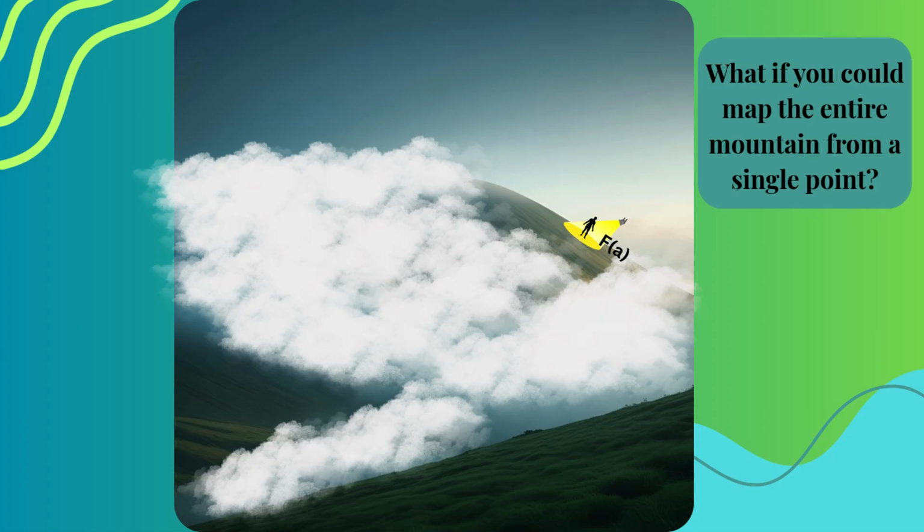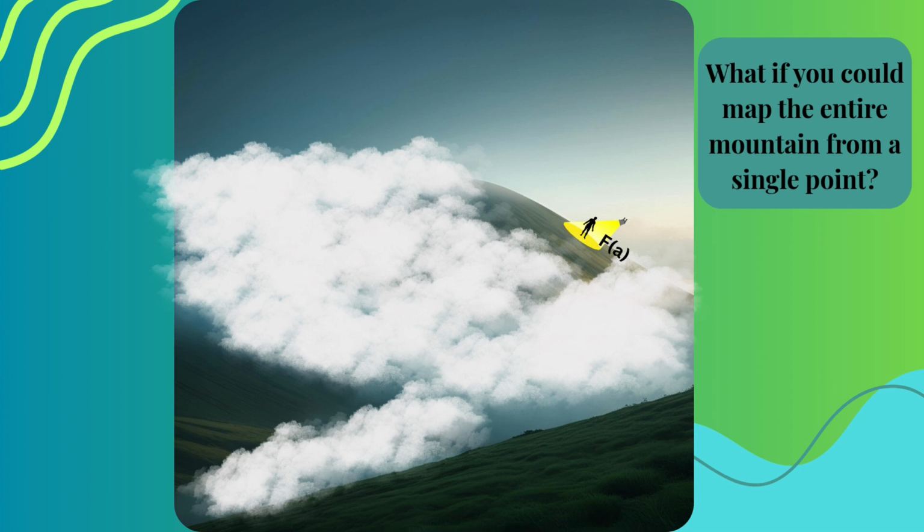Picture yourself standing on a mountain, but everything around you is covered in fog. You can't see more than a step in any direction. No cliffs, no peaks, no valleys. Just a bit of ground right underneath your feet. Now imagine someone asks you, can you draw the shape of the whole mountain? Seems impossible, right? But here's the twist.